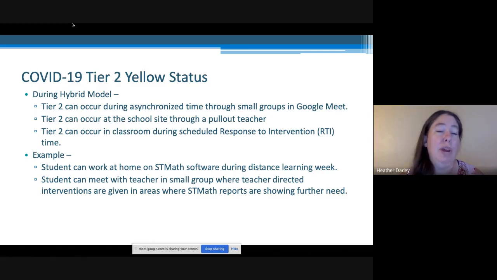An example can be students can work at home on ST Math software during distance learning week. And then students can meet with teachers in a small group where teachers direct interventions in areas where ST Math reports are showing further need. While the students are at home, they're working on the ST Math software. When they get into the class, they will start working with the teacher on areas that they keep hitting that orange screen with. So they need further instruction. They need that human contact.